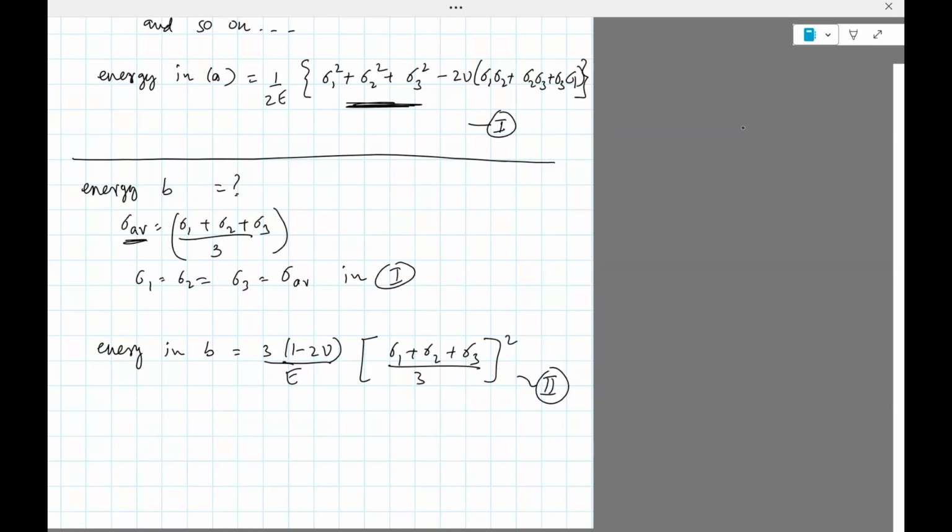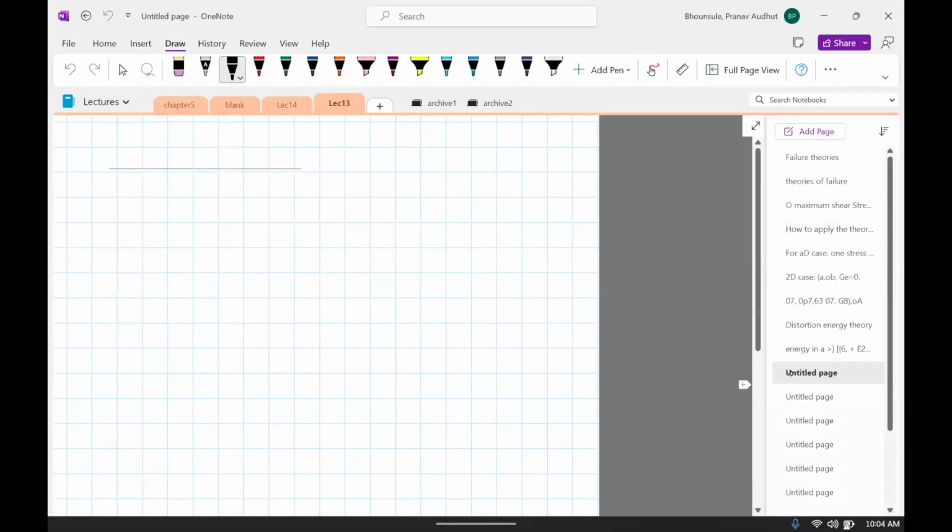Okay, now we are all set to compute the energy due to a distortion. It's simply 1 minus 2. Okay, let's do that. Part C, energy in C is 1 minus 2. So I will not write that down, but I'll just give you the final expression.